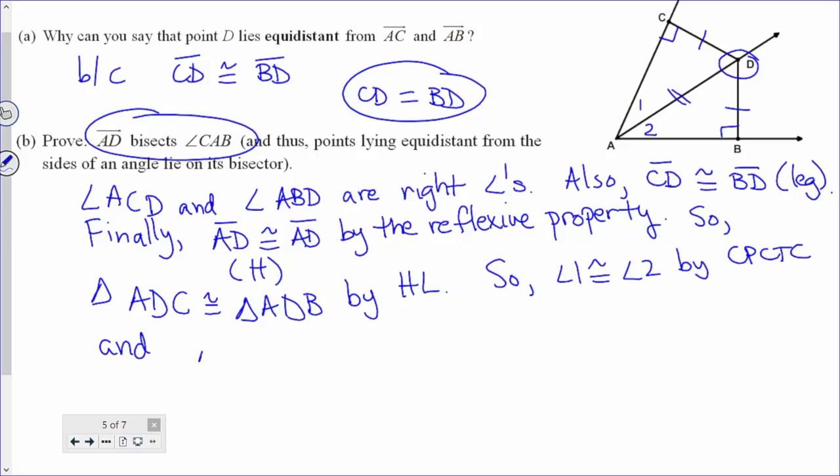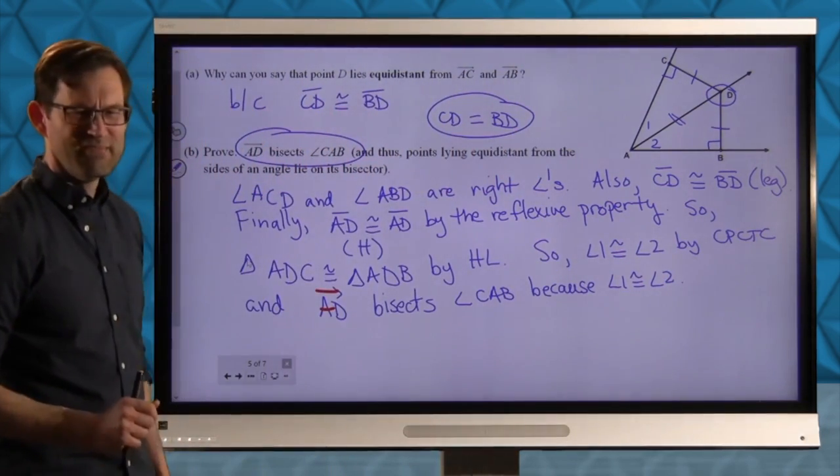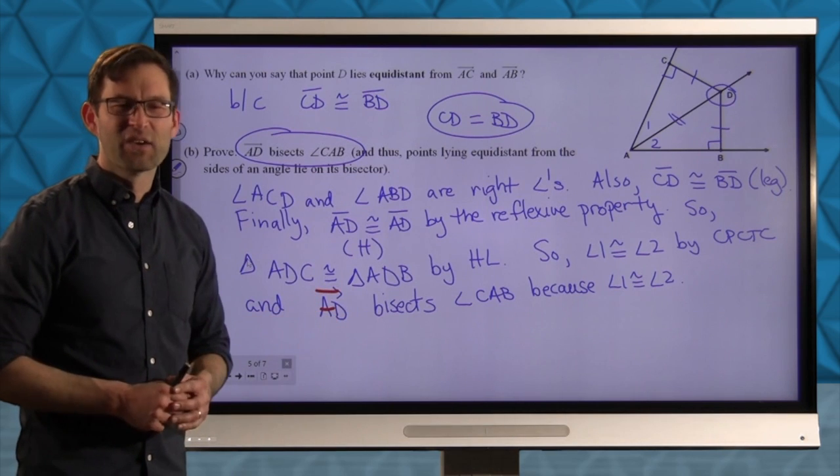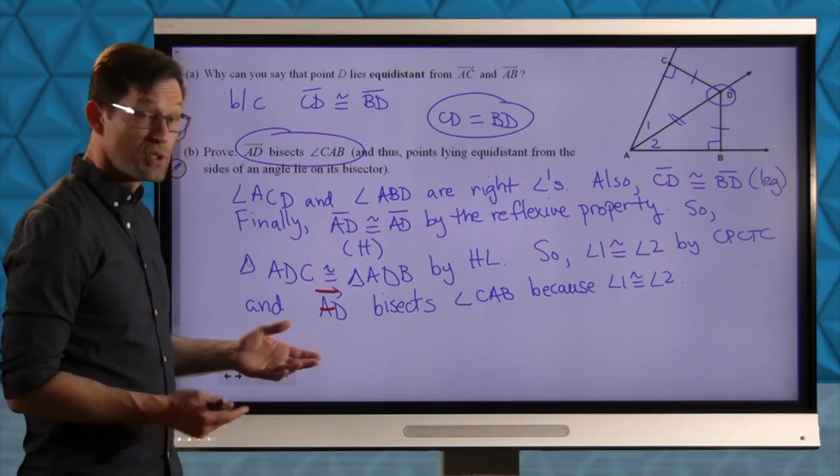And what would that then be? And then, ooh, that's interesting, red just coming out of nowhere. Goodness only knows. And ray AD, let's see if we can get random red to show up again, bisects angle CAB, because angle 1 is congruent to angle 2. All right. Weird. Again, I couldn't do that even if I wanted to. And I didn't want to, which is why it happened.